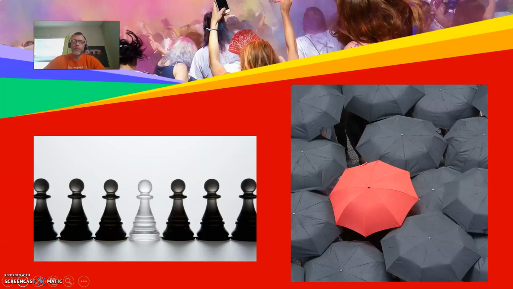Okay, what does that mean? Right? So here we go. Emphasis. On the right, we have the red umbrella that is emphasized amongst all of the black umbrellas. On the left, we have the clear chess piece that is emphasized amongst all of the opaque chess pieces. Emphasis. Nice and easy.